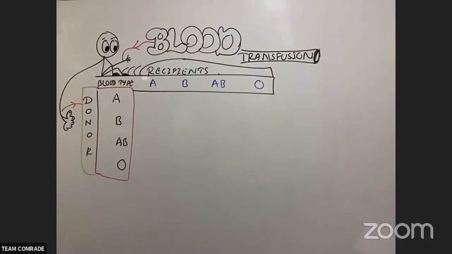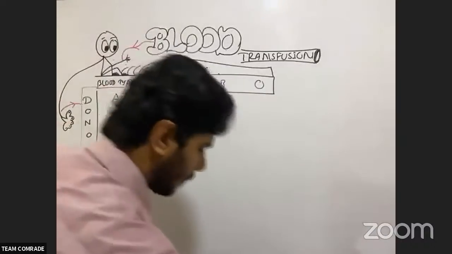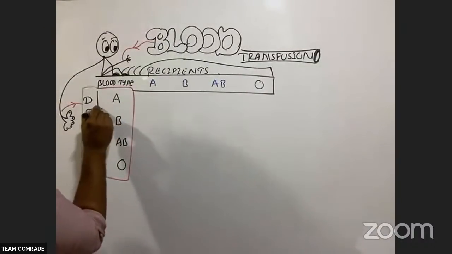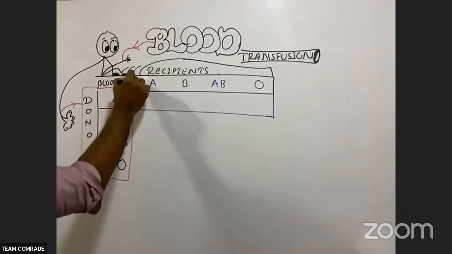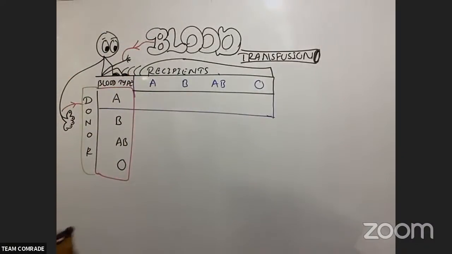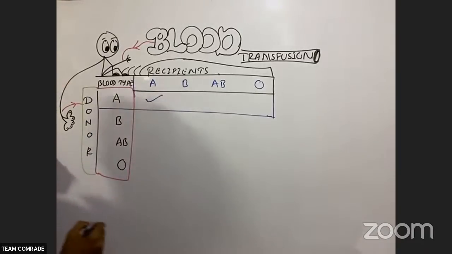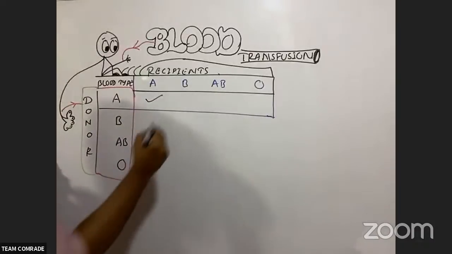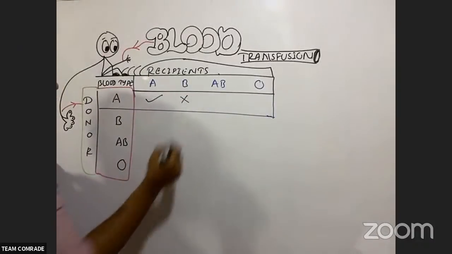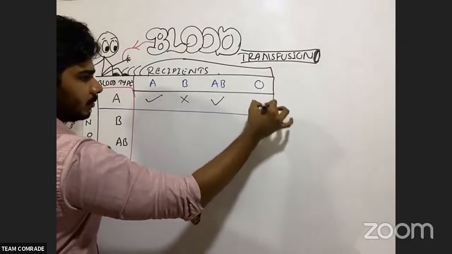Now you see here. I'm the donor. If I have A, I can give to A. I can't give to B. I can give to AB, but I can't give to O.